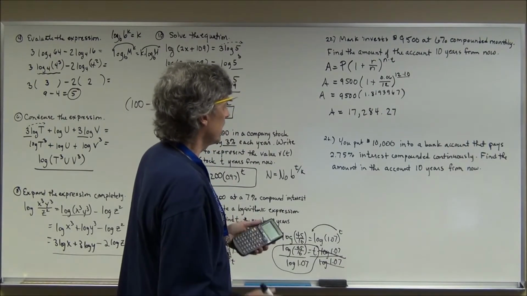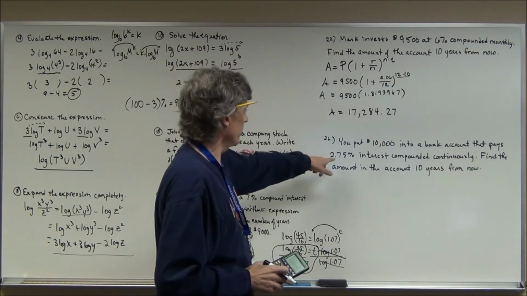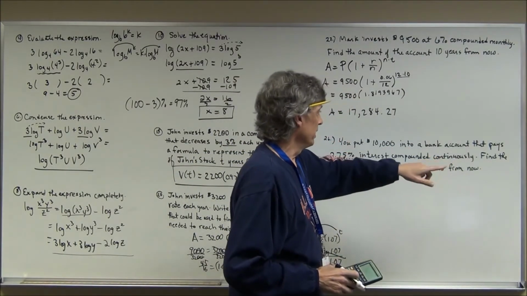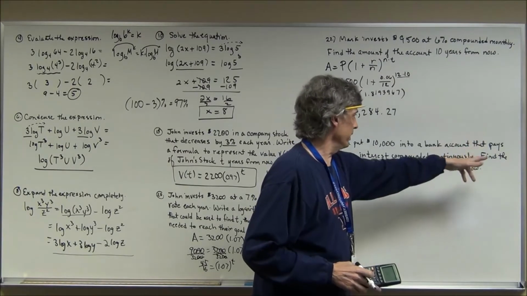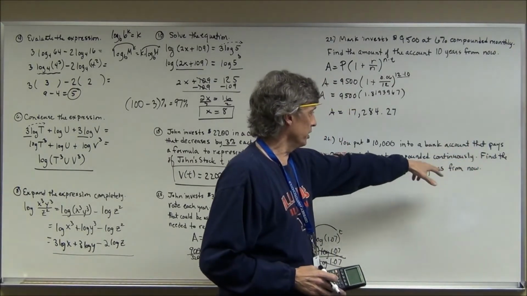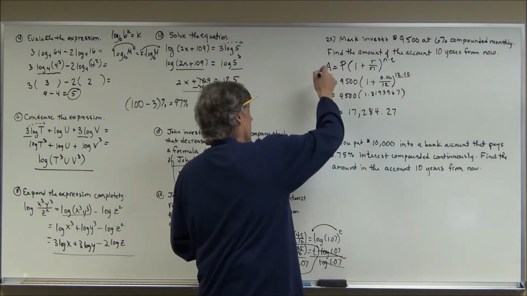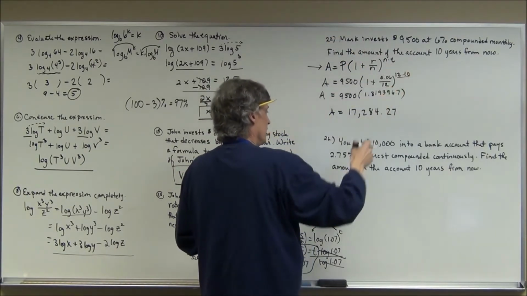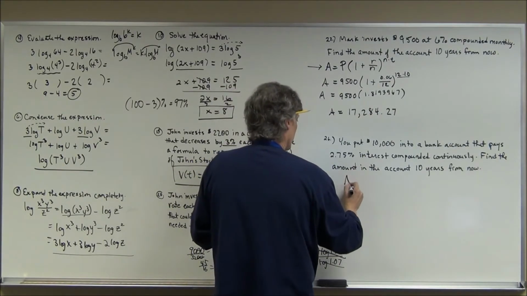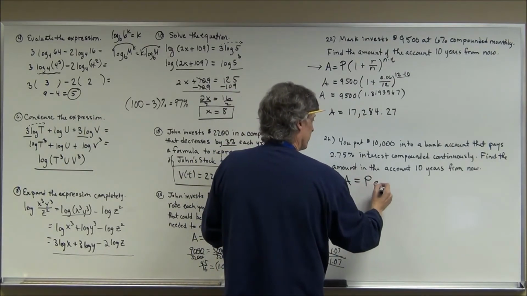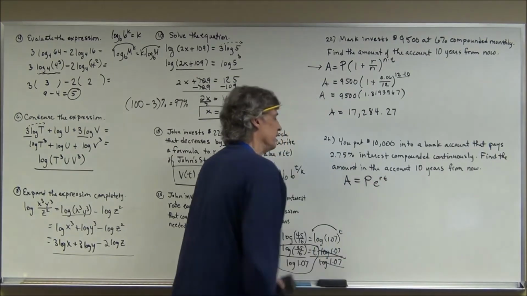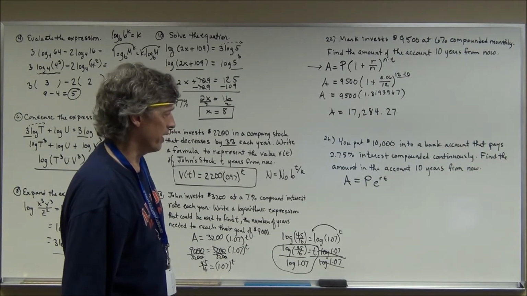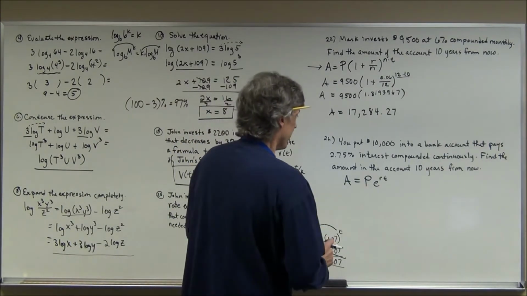You put $10,000 into a bank account that pays 2.75% interest compounded continuously. That's kind of what happens in nature with populations. Find the amount in the account 10 years from now. Different formula. The previous one was for compounding twice a year, 4 times a year, 12 times a year. This is compounded continuously. It looks like PERT: principal times e to the rt, where e is the natural exponential base. It's about 2.718. So you've got an E button on your calculator, we're going to use it.